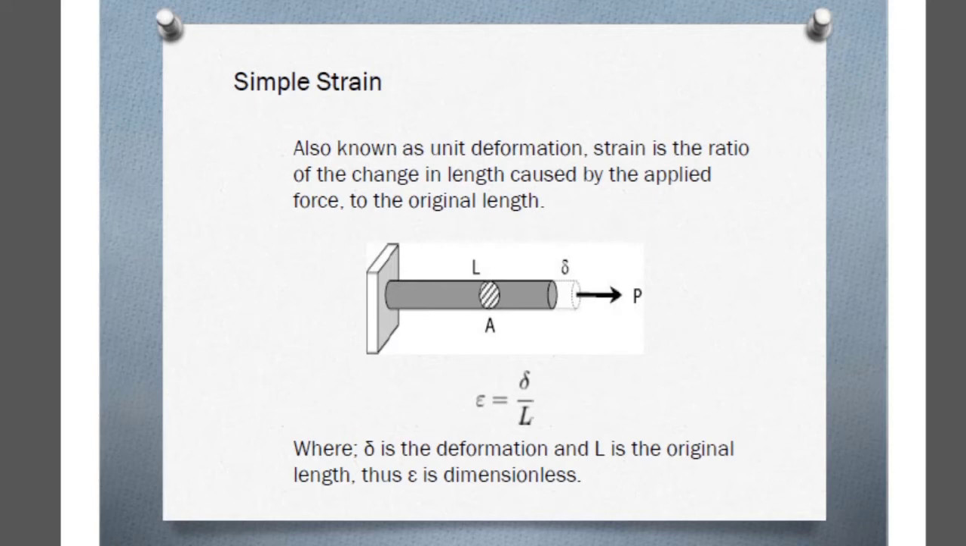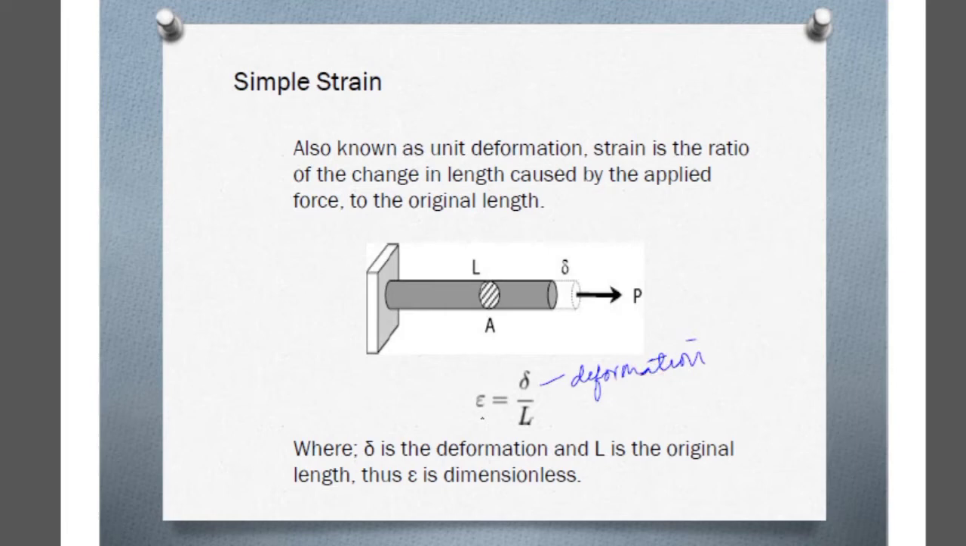Simple strain is also known as the unit deformation. A strain is the ratio of the change in length caused by the applied force to the original length. So we have the strain is equal to delta over L, wherein this delta here is the deformation.